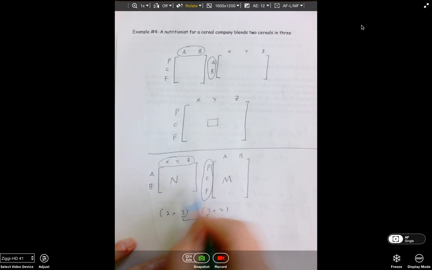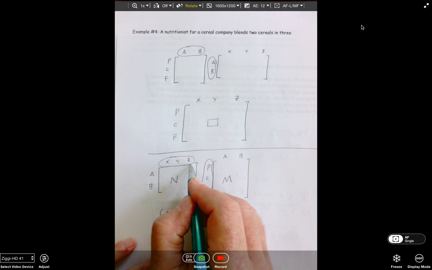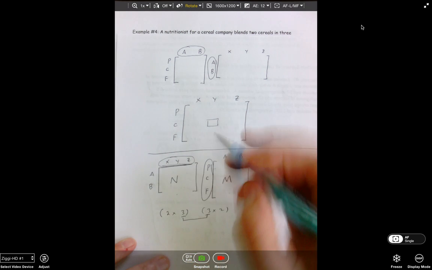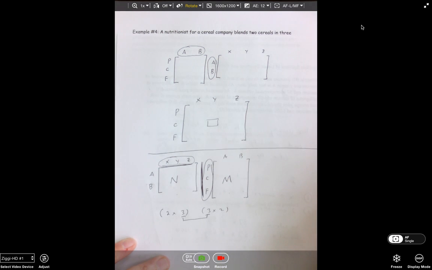It's just these entries in here don't mean anything to us because the condition of what the rows are measuring on the first matrix and what the columns are measuring on the second matrix doesn't coincide. So it does exist, but it's not meaningful.